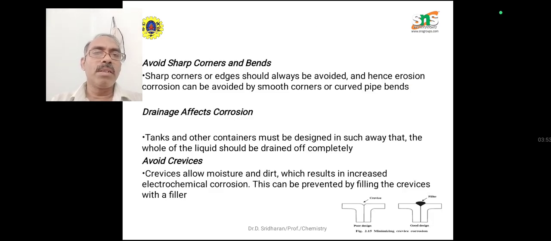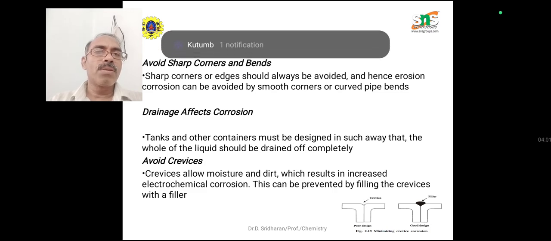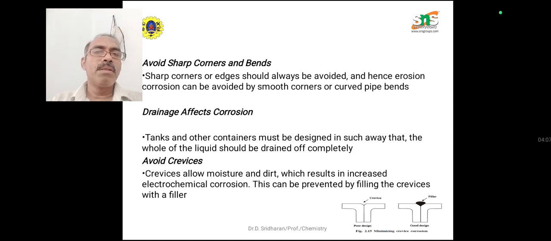Avoid sharp corners and edges. Corners and edges should always be avoided, and hence corrosion can be avoided by smooth corners and curved pipe planes. Drainage affects corrosion. Tanks or other containers must be designed in such a way that the whole of the liquid can be drained off completely. Avoid crevices. Crevices allow moisture, which results in increased electrochemical corrosion. This can be prevented by filling the crevices with a filler.